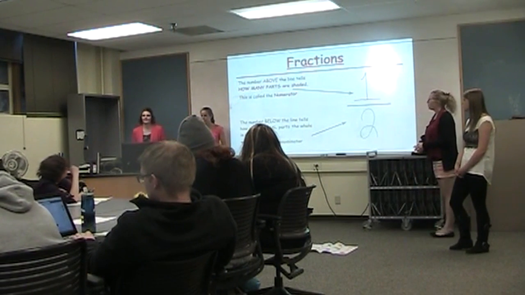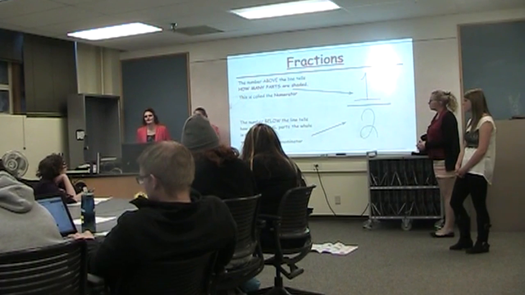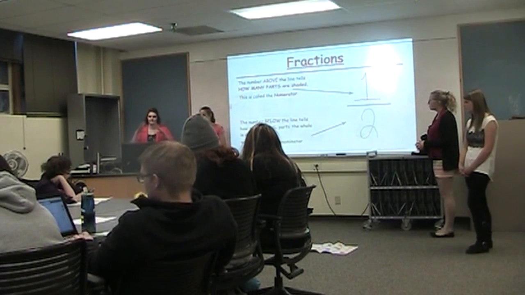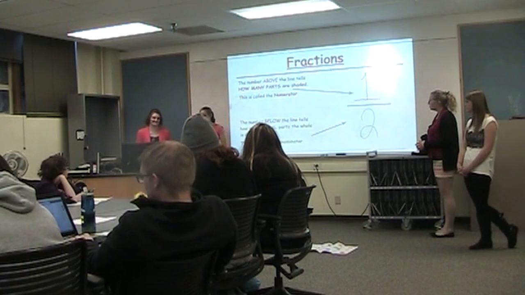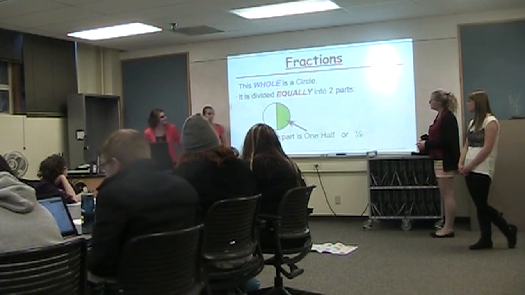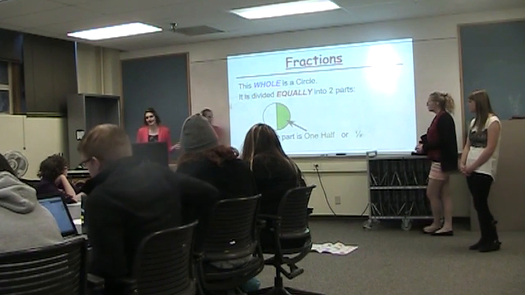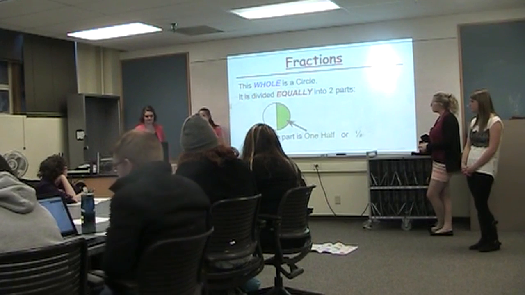The number above the line is the numerator, and that tells you how many parts are actually shaded in. The number below the line is the denominator, and that's how many equal parts make the whole. A whole, in this case, is a circle. It's divided equally into 2 parts. One part is a half, and that's the one that's shaded green.